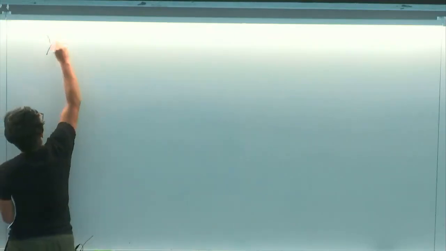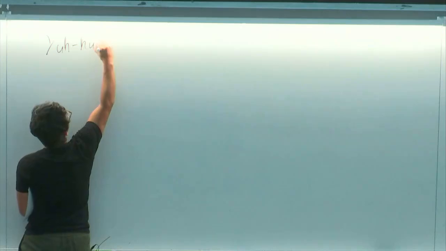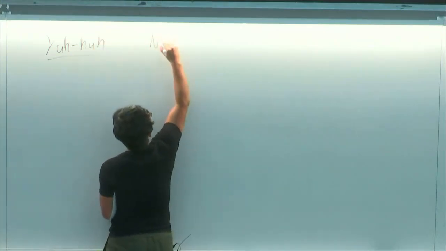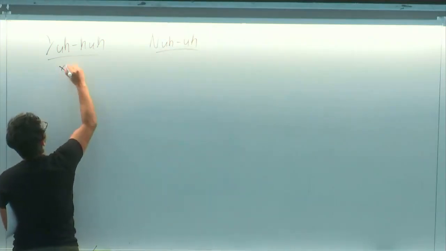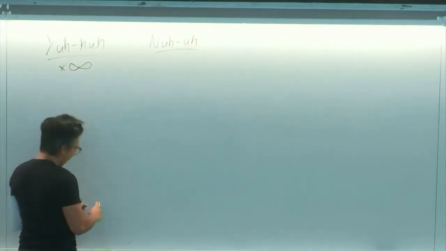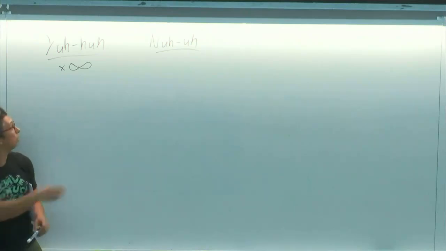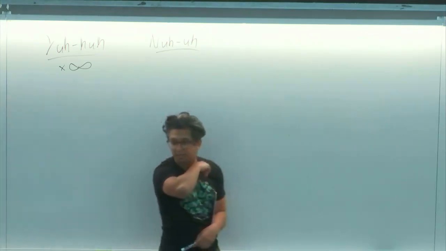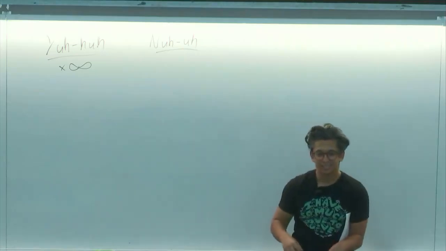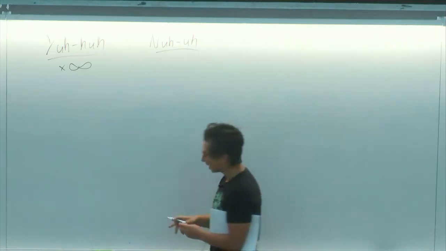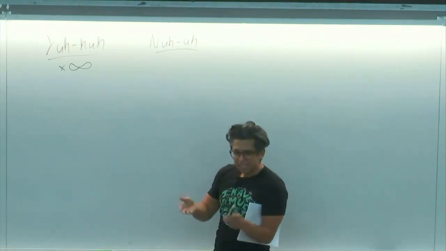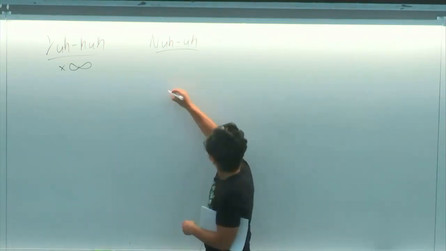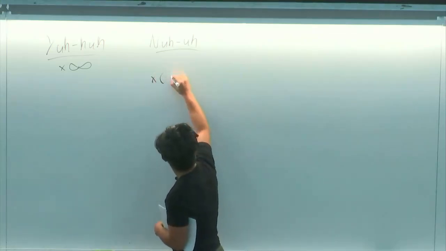So how can you beat that argument? If you're having this argument, yeah-huh on one side, and someone says, nuh-uh on the other, and they say, yeah-huh times infinity, how can you even come back from that? What's something you could say on the nuh-uh side? Yeah, you could say infinity.